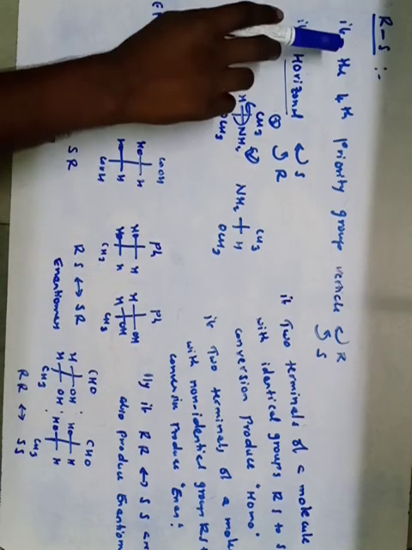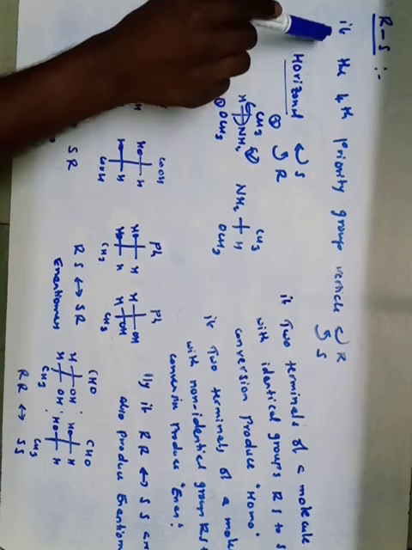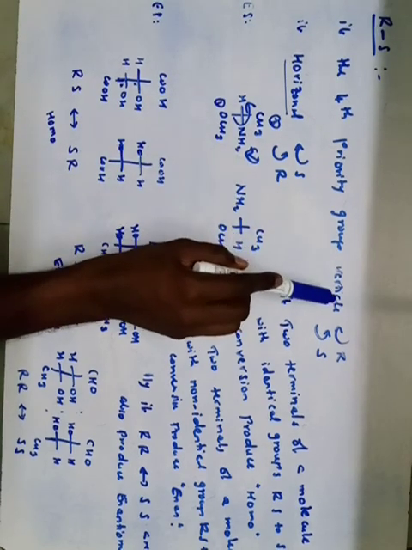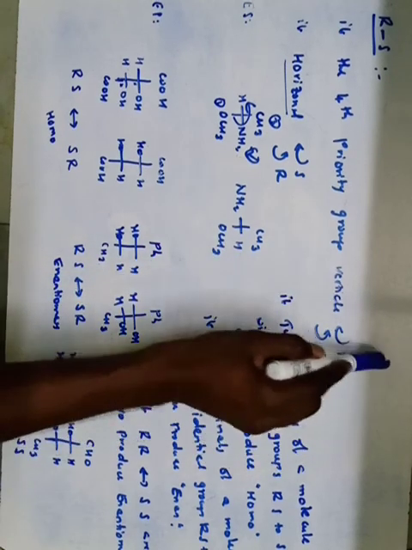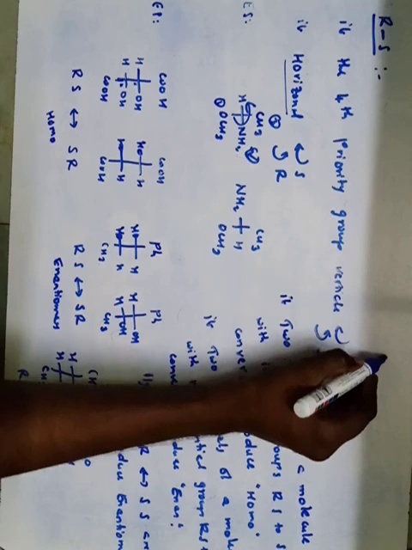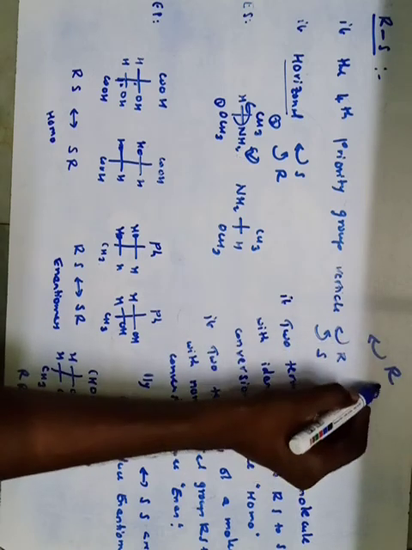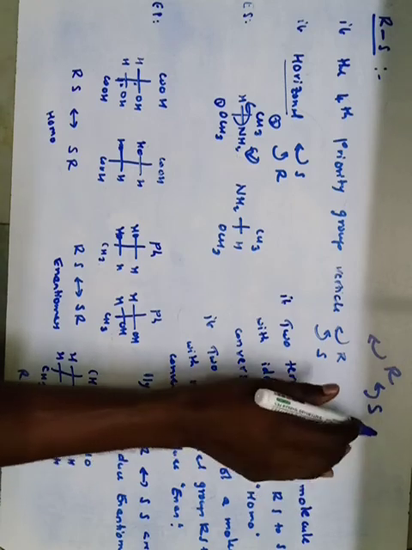Let us see a brief introduction about RS configuration. If the fourth priority group is in the vertical line and the direction is clockwise, then it should be R configuration. And if it is anti-clockwise direction, then it should be S configuration.